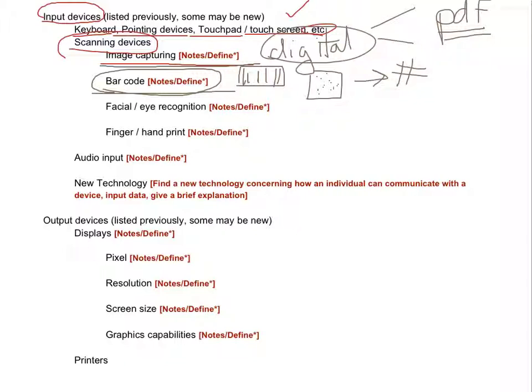There are ways to identify things by your facial, eye recognition, facial scans, fingerprint. We talked about that, handprint, and so forth. So you can identify information that way also.